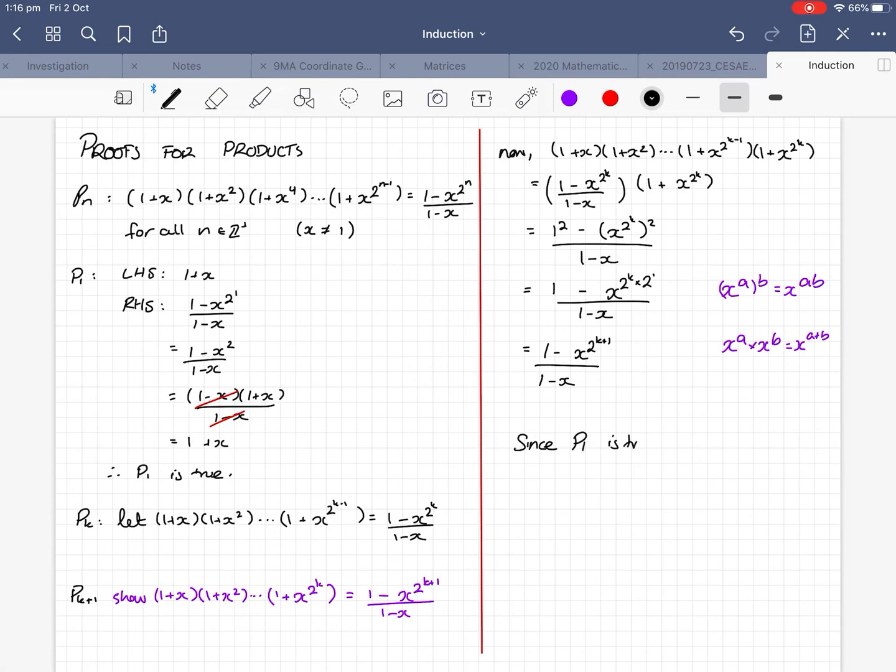Since P1 is true and Pk+1 is true whenever Pk is true, Pn is true for all positive integers n.